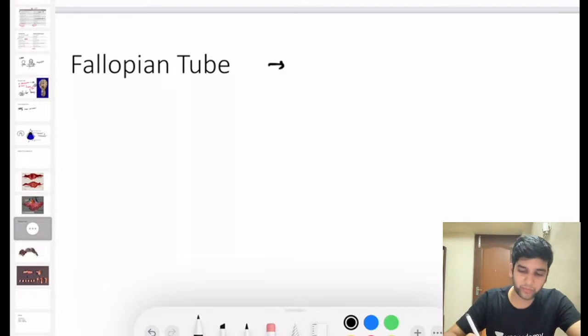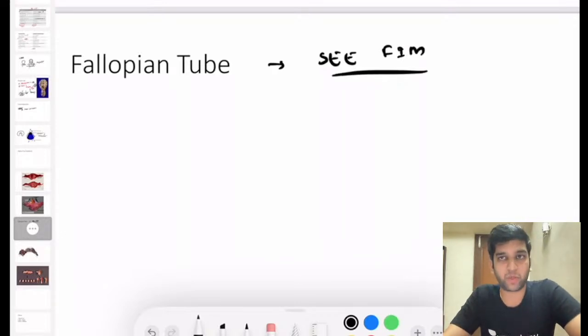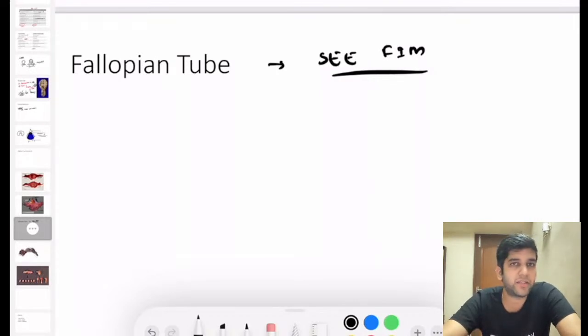So for the fallopian tube, the most important thing for us is the SEE-FIM protocol. Okay? The SEE-FIM protocol is important. Again, the SEE-FIM protocol can come in an exam as a question, or it can come when they're discussing a grossing protocol either for ovarian tumors or for a fallopian tube. What does SEE-FIM stand for?